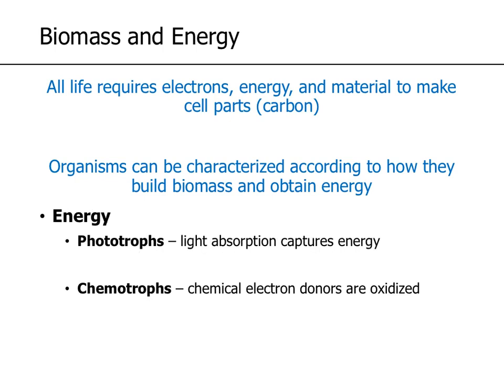All right, the next thing is energy. Energy to bacteria, we generally think of as electrons. But you can categorize them in two different ways, by how they get the energy. The phototrophs get it through light absorption. And then chemotrophs get it from chemical electron donors that are oxidized. We'll learn later in the class about these oxidation reduction reactions, and that's how the chemotrophs are getting their energy.